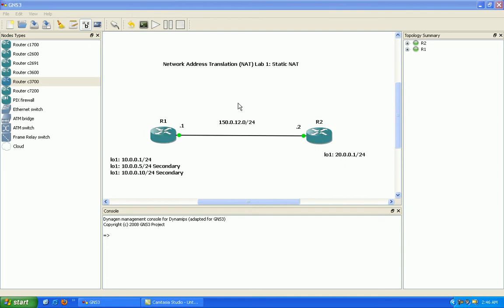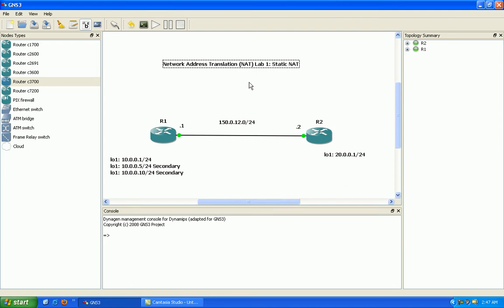And then what I'm going to do is show you some debug commands within NAT and some show commands for verification that we have successfully completed static NAT. So what you can see here is we've got a pretty simple setup between these two routers, router 1 and 2. They're both connected via the 150.0.12.0/24 network. And as we all know, this is a public IP network which can be routable over the internet.